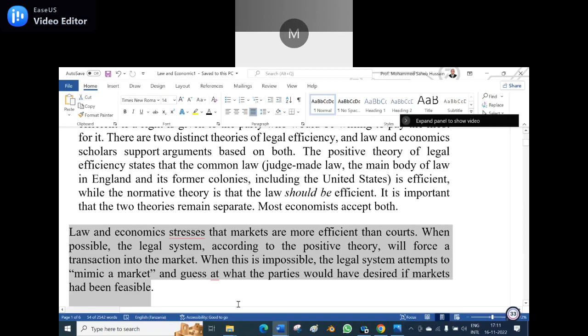Law and economics stresses that markets are more efficient than courts. When possible, the legal system, according to the positive theory, will force a transaction into the market. When this is impossible, the legal system attempts to mimic a market and guess at what the parties would have desired if markets had been feasible.